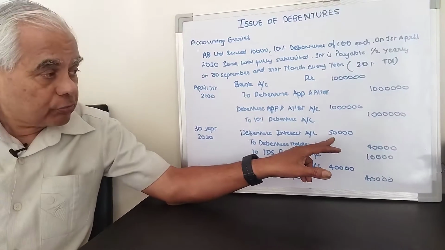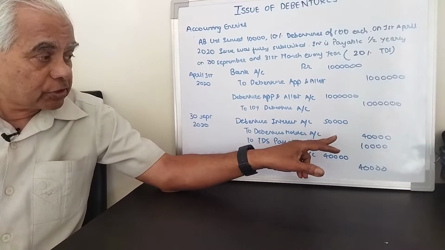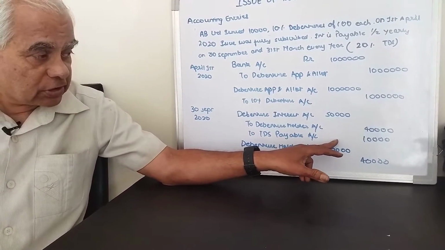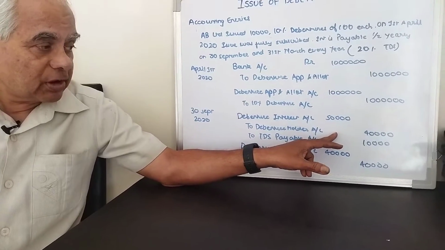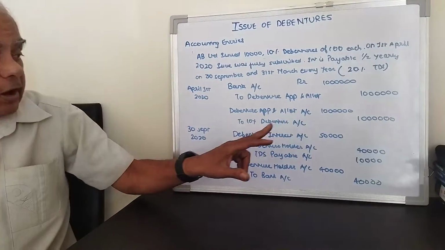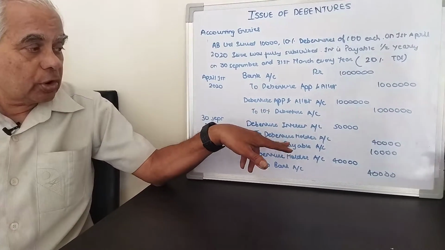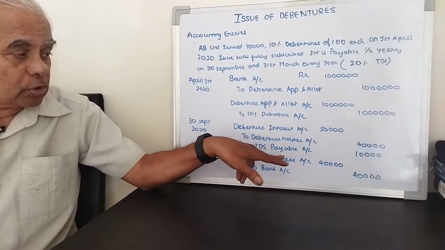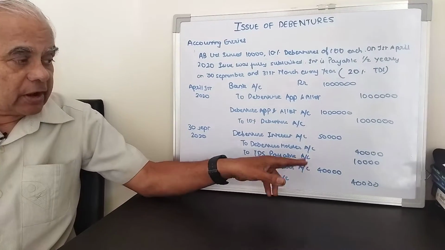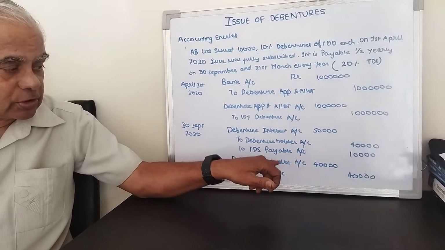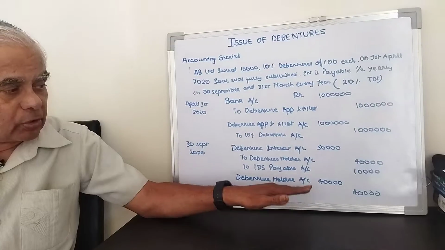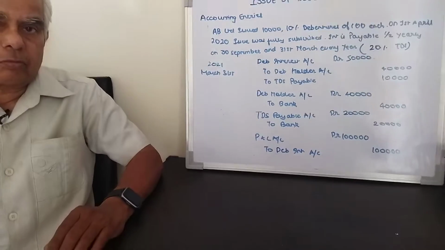Debenture interest 50,000, on 50,000 20% tax payable 10,000, balance amount company is going to pay the debenture holder. Entry again I am going to repeat, debenture interest account debit 50,000 to debenture holder 40,000 to TDS 10,000 and the payment to the debenture holder, account debit to bank, amount 40,000.